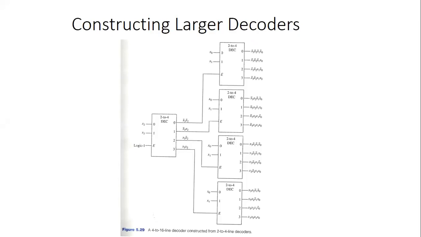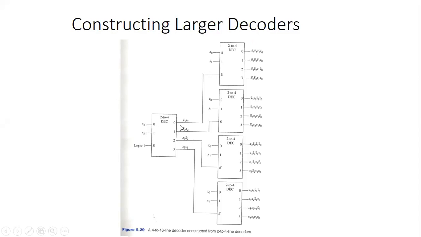Constructing larger decoders. Here I have shown the sample of a 4:16 decoder using 2:4 decoders. X0 and X1, the same input, will be given to the 2:4 decoders. That will be the LSB input. The MSB inputs X2 and X3 are given to the decoder which is used for selecting these 4 decoders which are over here.